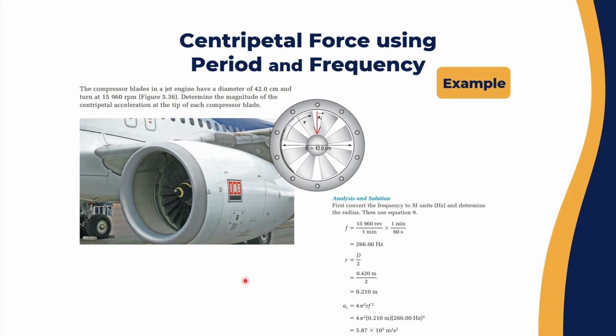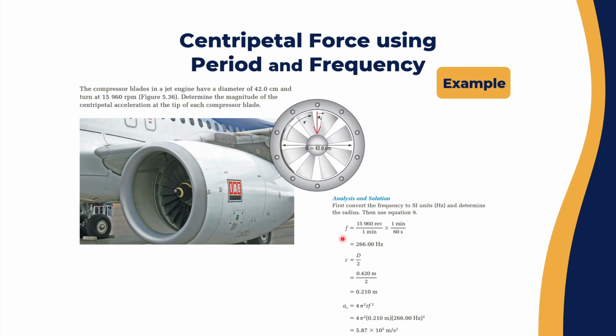Let's take an example. You have a compressor blade in a jet engine, with a diameter of 42 centimeters, and turning at 15,960 RPM. Determine the magnitude of the centripetal acceleration at the tip of each compressor blade. Now we have the D, we need the R, which is D over 2, as you know. We have clockwise rotational velocity. We have centripetal acceleration pulling towards the center of rotation. We need to find the magnitude of centripetal acceleration, AC.